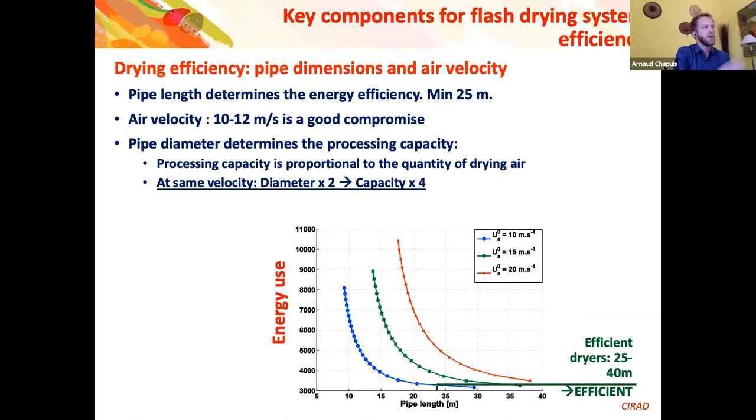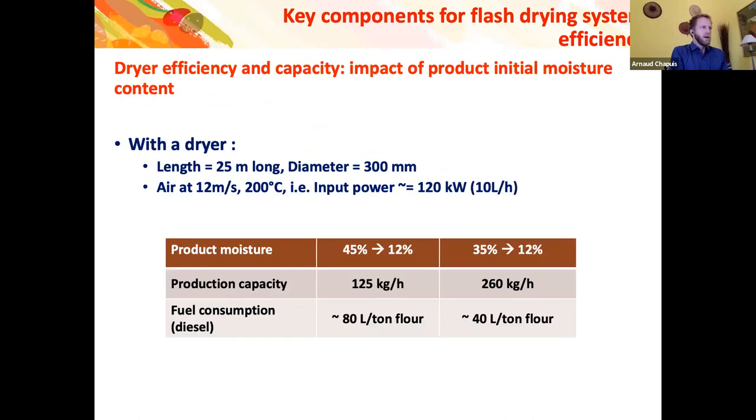I cannot give much more details on what diameter is required for what drying capacity, but that can be calculated with the design tools we provided on the website. About the dewatering, you will need far less energy if you start with a product at 35% moisture content instead of 45%. This calculation considers the whole system efficiency with a good heat exchanger and a good flash dryer.